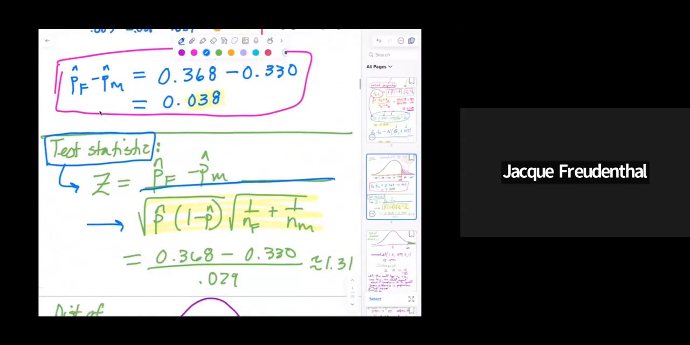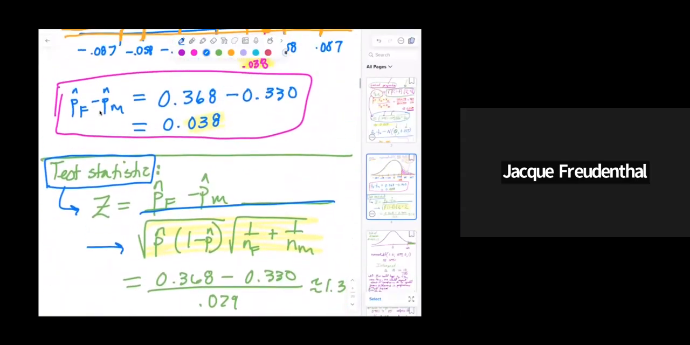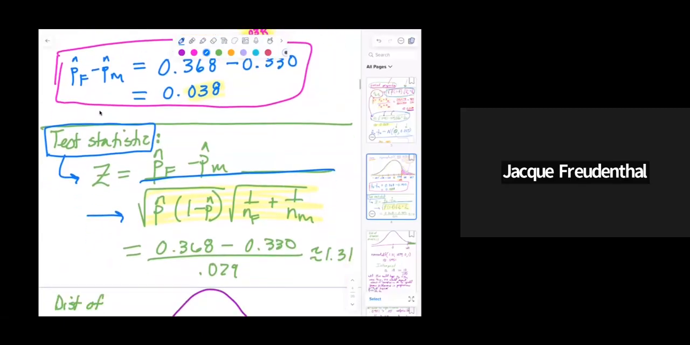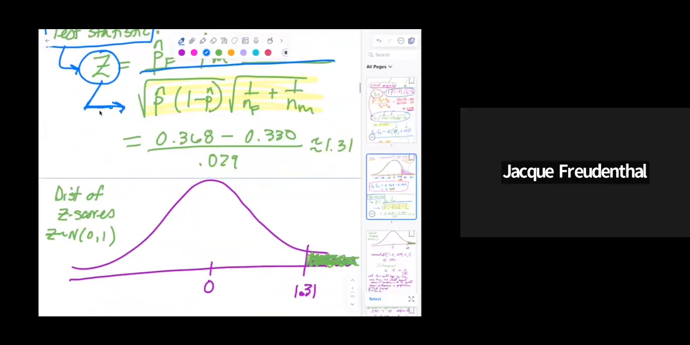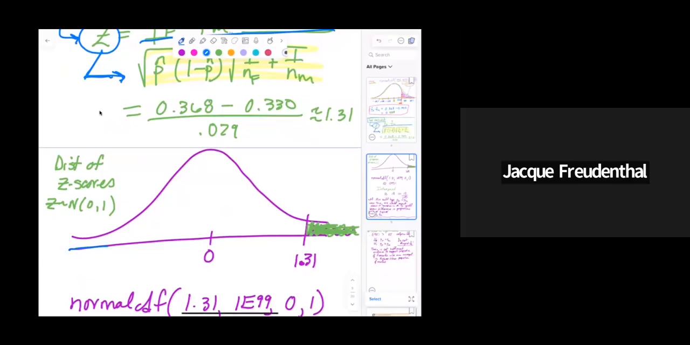So I'm just going to put that value in 0.029, and then we subtract the sample proportions for each one, and we get approximately 1.31. Okay, so my Z distribution is a normal distribution with a mean of 0 and a standard deviation of 1. So I can draw my curve again. The distribution of Z-scores are normal with a mean of 0 and then a standard deviation of 1.